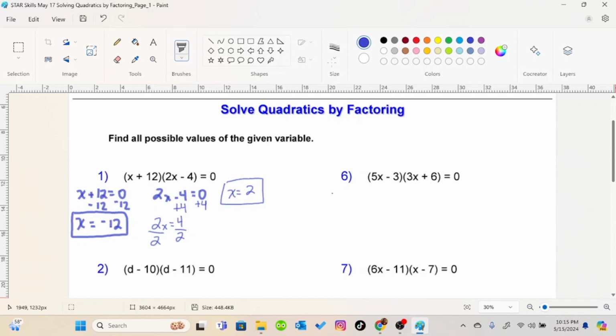Number 6. We're going to take 5x minus 3 and set it equal to 0. Add 3 to both sides, and you get 5x equals 3. Now divide each side by 5, and you get your answer that x equals 3/5.